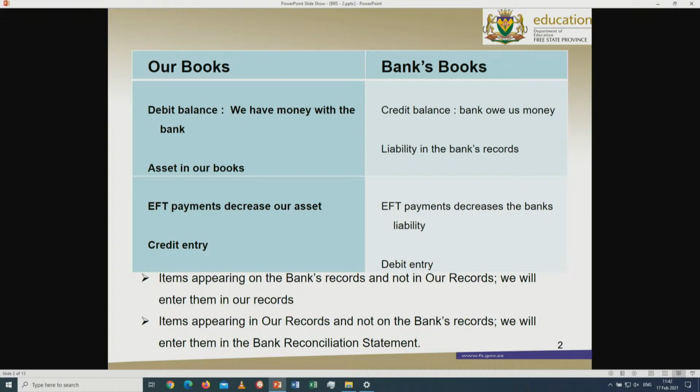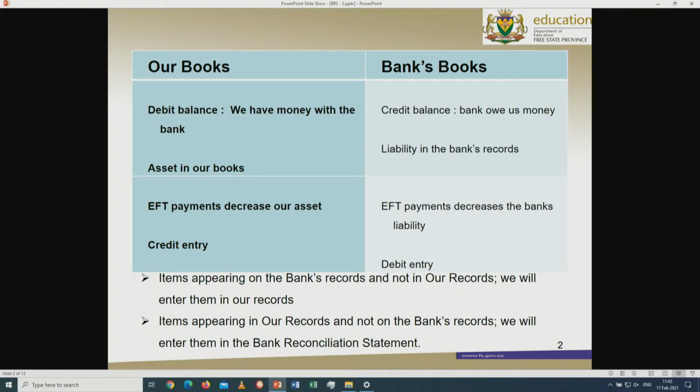The second one, EFT payments decrease our assets. If we pay, the bank's balance will decrease. EFT payments decrease the bank's liability. So remember, if we do an EFT, the transfer will go straight to the bank, which is an electronic funds transfer, and the bank will take care of that transfer. To us it decreases the money that we have as a result of that entry. So it's a credit entry in our business. On the other side, in the bank, it's a debit entry.